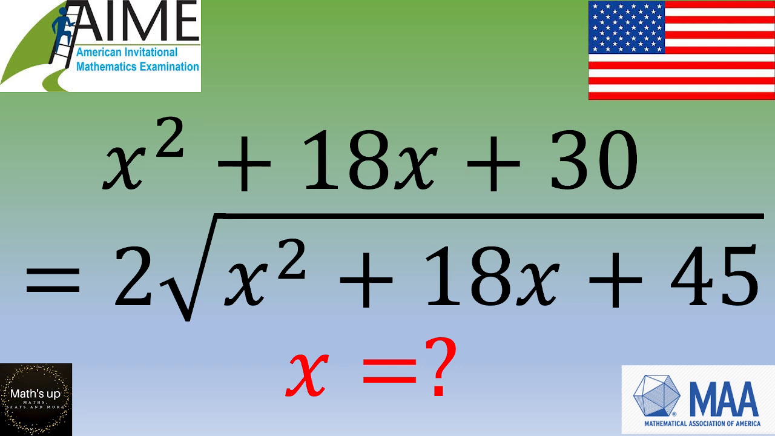In this exercise given during the AIME, you want to find the values of x verifying this equation: x squared plus 18x plus 30 equals 2 square root of x squared plus 18x plus 45. If you want to give it a try, please pause the video. Otherwise, let's see the solution.